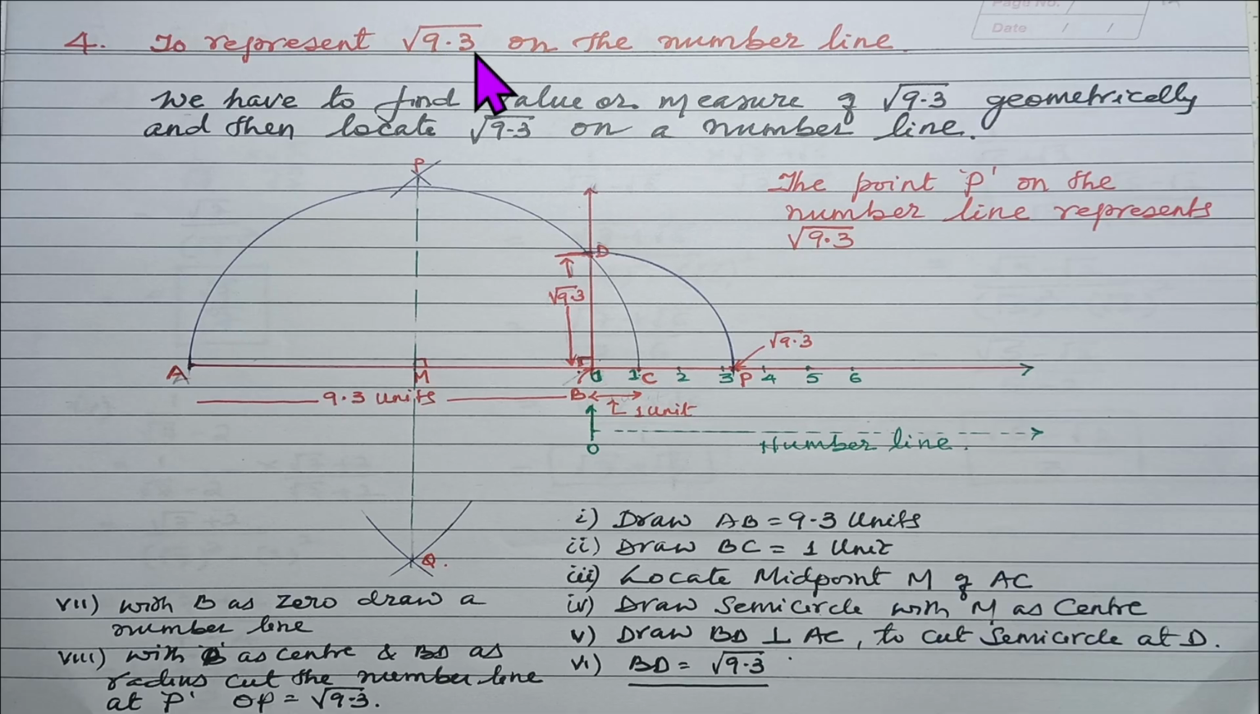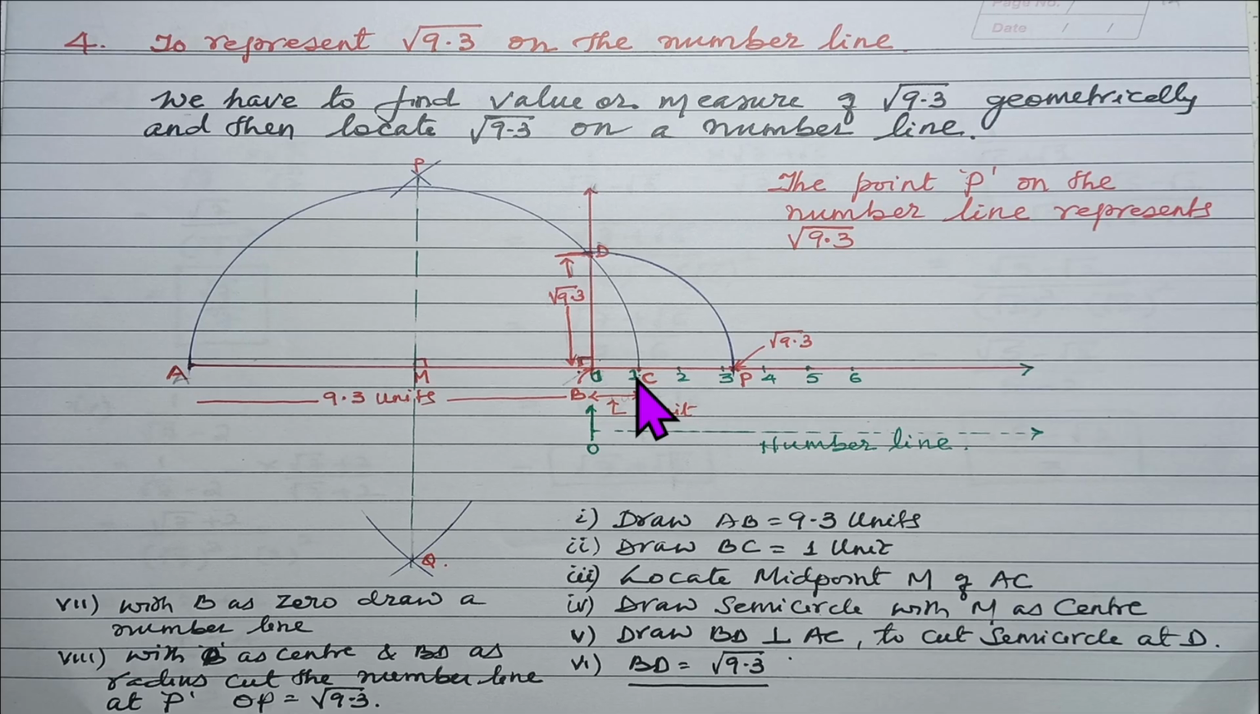Now, to represent root of 9.3 on the number line, it's a construction. We cannot find root of 9.3 directly. You can go by the long division method, but geometrically, if you want to find the value of root of 9.3, we can find it and also locate it on a number line. For that, draw AB equal to 9.3 units.